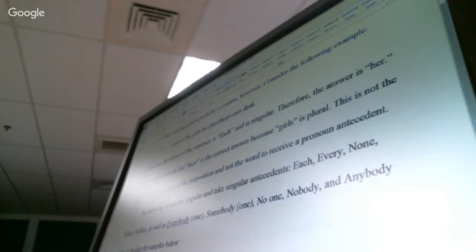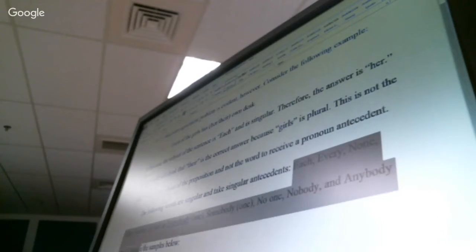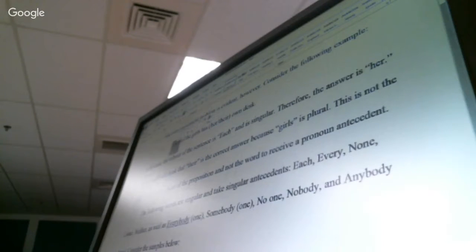That's not right. Here's the reason why. We have a bunch of words right down here: each, every, nobody. All these words on this list are singular in nature. So if these are the subject of your sentence, I need to make my pronoun agree with that. How do I know girls isn't going to be part of the conversation? Because it's that prepositional phrase.